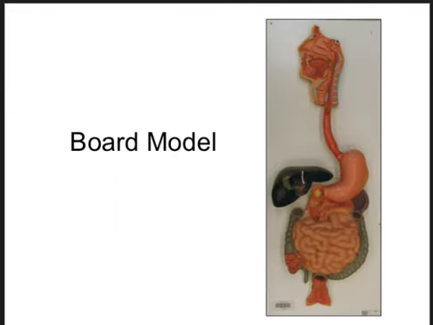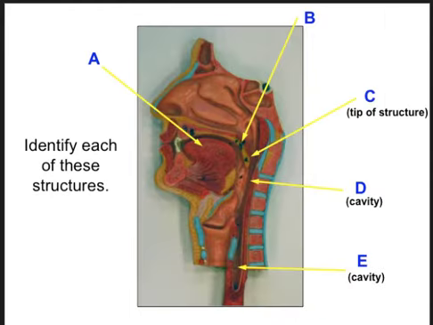Next we move on to the board model of the digestive system, showing you the entire alimentary canal from the mouth up here all the way to the anus down here. And we'll start with the top in the head region. A is indicating the tongue, B the soft palate, C the uvula, D the oropharynx, and E the esophagus.